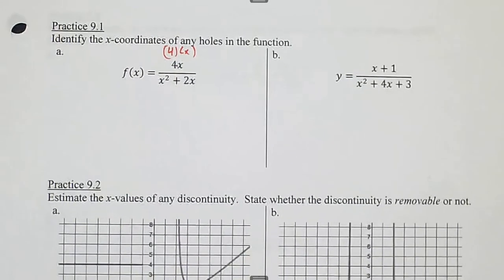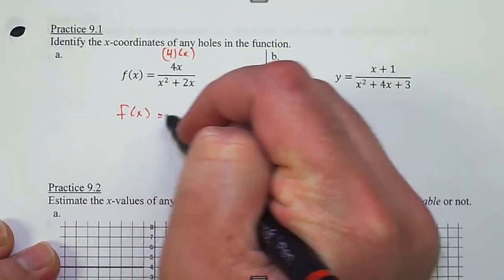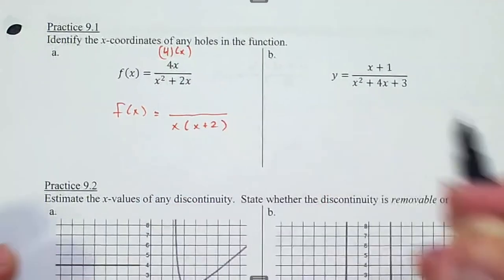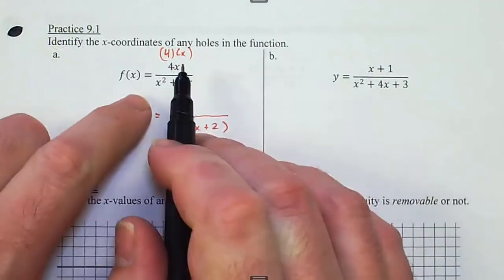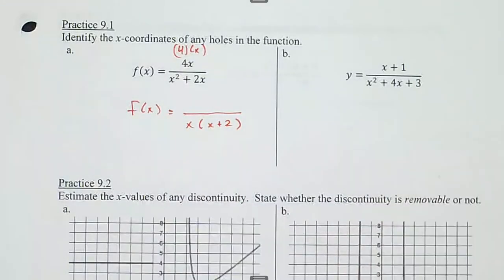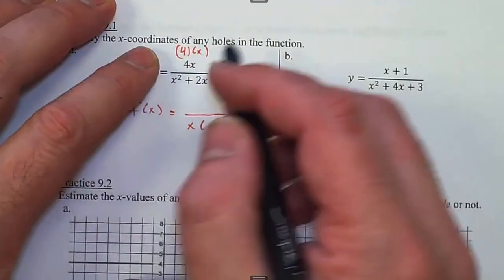Practice 9.1 asks you just to identify the x-coordinates of any holes. So remember, a hole occurs when you cancel a factor on top and bottom. We were having a pretty good discussion here about the numerator. When I factor f of x, the denominator, you can factor out an x. But at the top, if this had been a 4 plus x, I wouldn't be able to cancel anything because of the plus. But this 4x is really two separate factors.